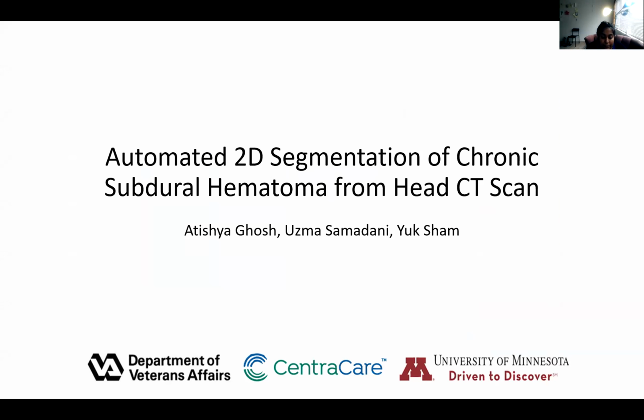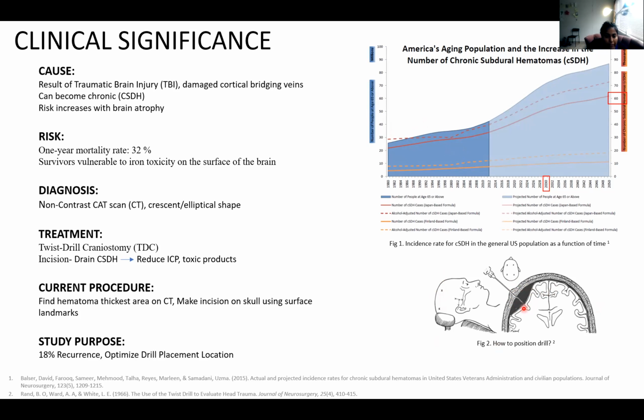So let's start with the clinical significance of a subdural hematoma. A subdural hematoma is the accumulation of blood on the surface of the brain. Blood and clotted blood on the surface of the brain is often the result of traumatic brain injury. The bridging veins that connect the brain to the skull get damaged, resulting in the collection of the blood. The hematoma can become chronic within a couple of days.